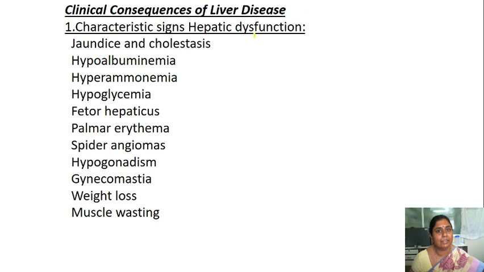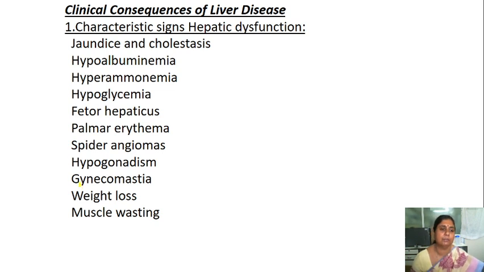So, when you are having a liver dysfunction, jaundice and cholestasis can occur in all three we said: hepatic, prehepatic and posthepatic diseases, right? And then hypoalbuminemia, synthetic function loss, hyperammonemia, detoxification is affected, hypoglycemia, metabolism is affected, fetor hepaticus means that the ketone bodies are in excess. Then palmar erythema, spider angiomas, hypogonadism, gynecomastia, these are all occurring because of hyperestrogenism.